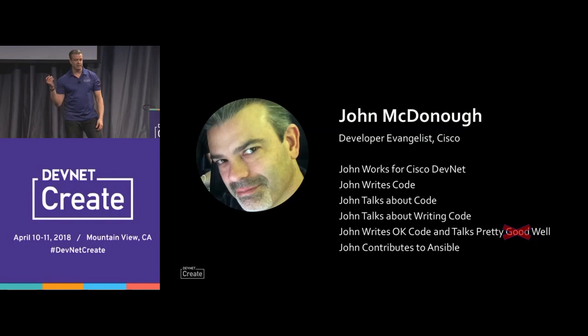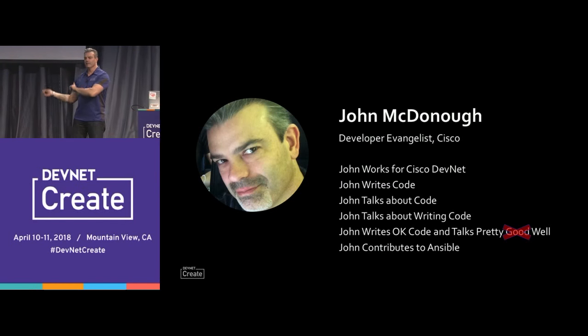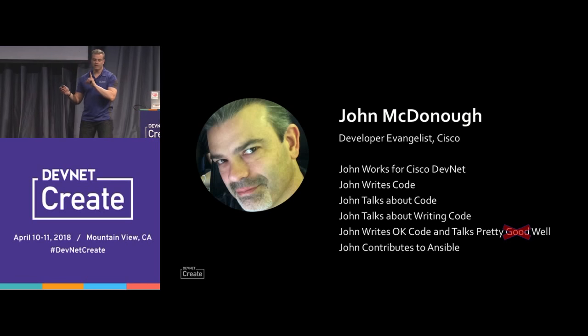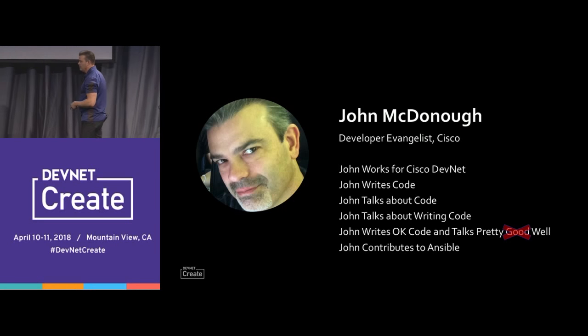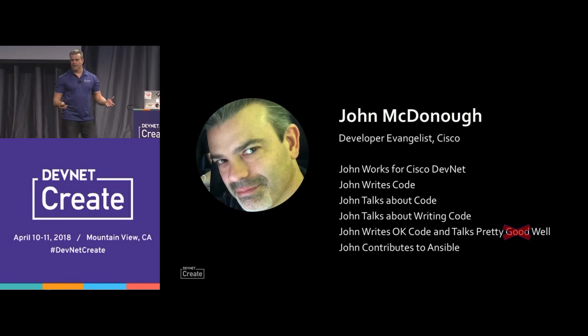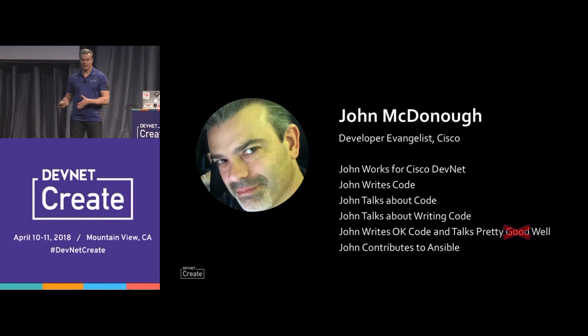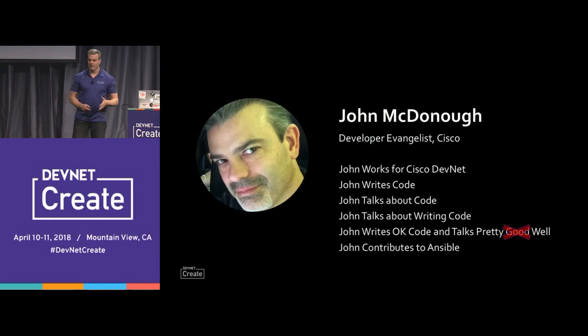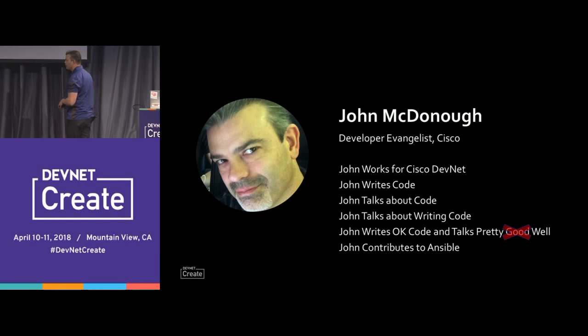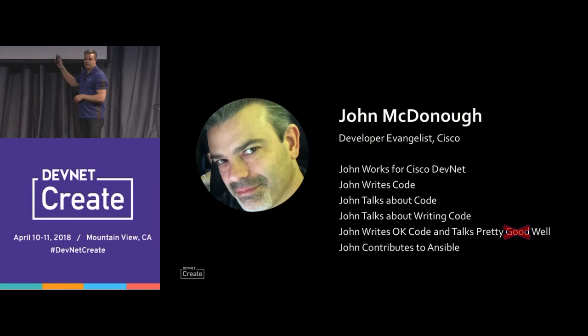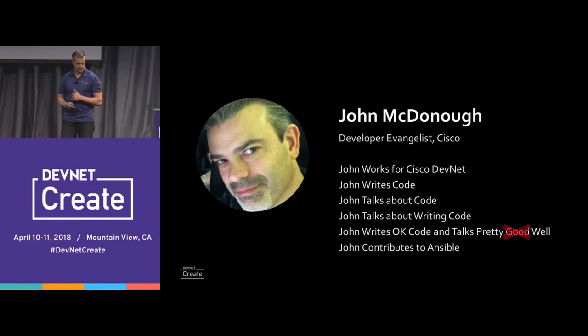All right, so I'm John McDonough. I work for Cisco DevNet. I'm going to read this in third person, because that's the way you write your bio. John writes code. John talks about code. John talks about writing code. And mostly the code that I write is OK, and I talk pretty good. I mean, well, and I contribute to Ansible. And if you'll notice, the background of my slides are black, not purple like those losers.